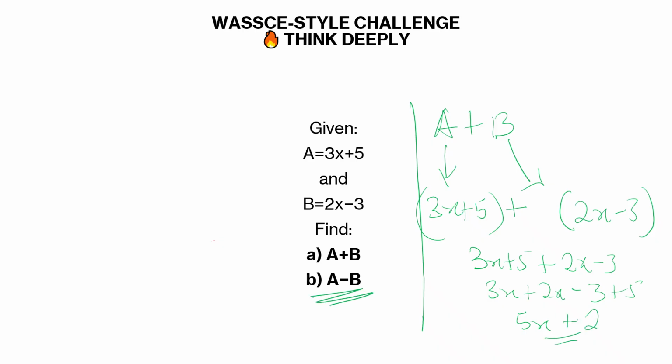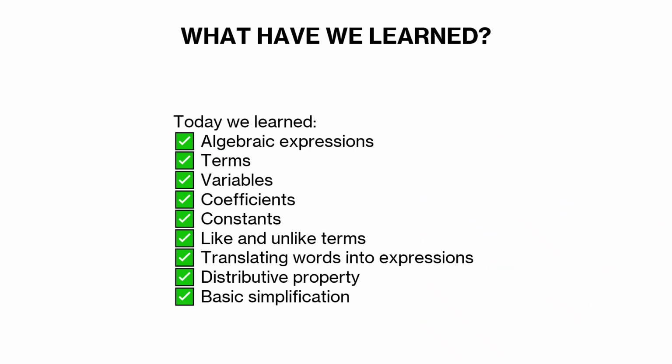Try as much as possible to solve b, and I believe that you'll be able to go through correctly. Alright, at the end of the lesson, we'll be able to simplify algebraic expressions, know what a term, variables, coefficient, constant, like terms and unlike terms are, translating words into expressions, distributive properties, and basic operations.